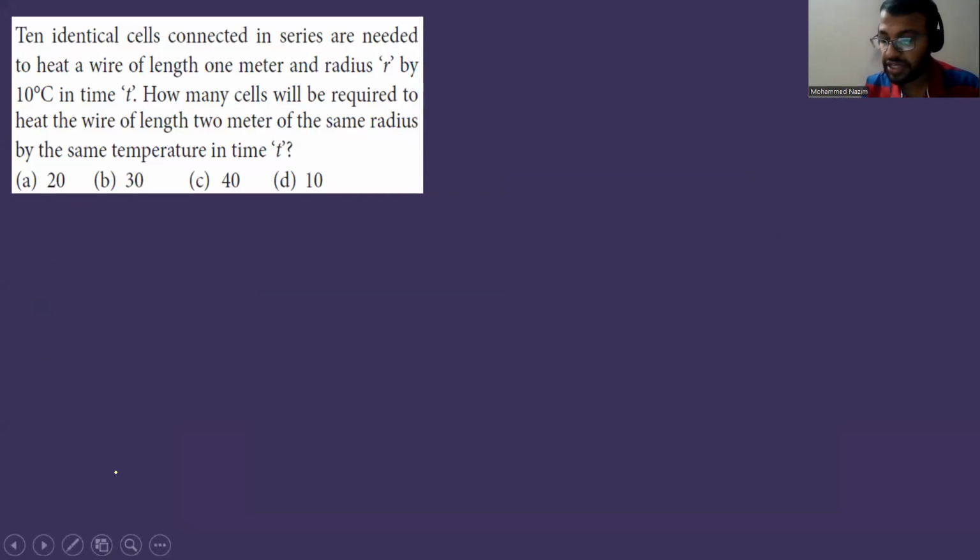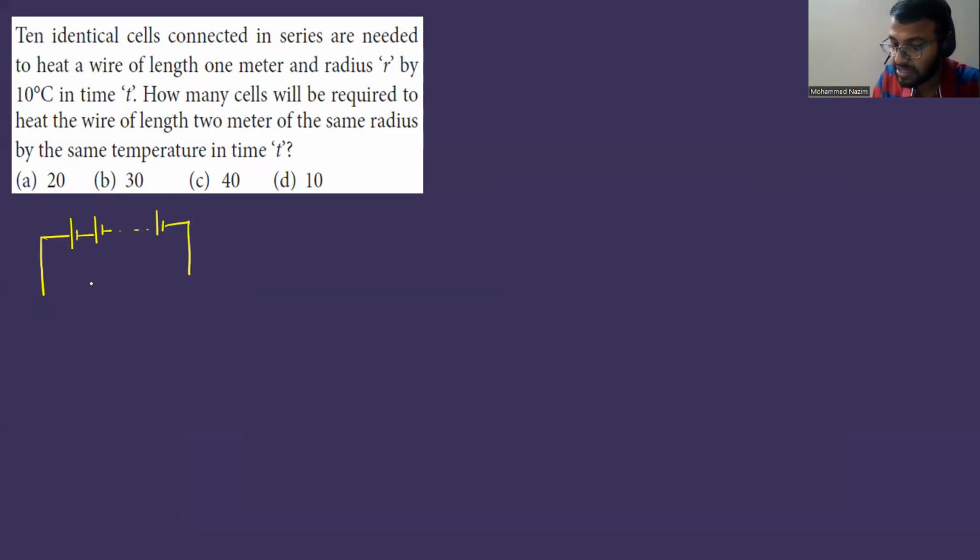So we have a question here that tells 10 identical cells connected in series are needed to heat a wire of length 1 meter and radius r by 10 degrees centigrade. So there are 10 cells, and those are needed to heat the wire of what length? Length is given as 1 meter and radius is given as r. We will note down the data.